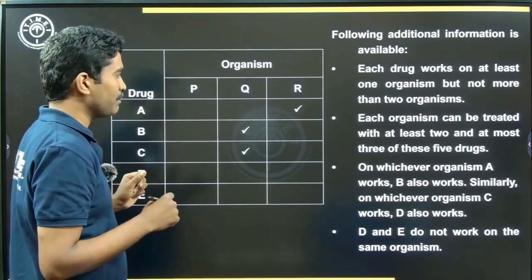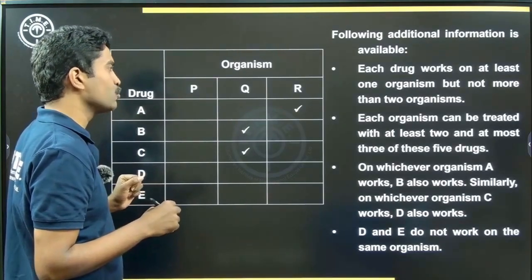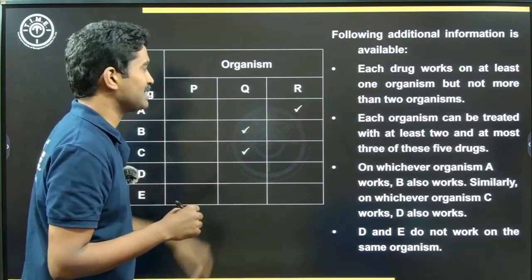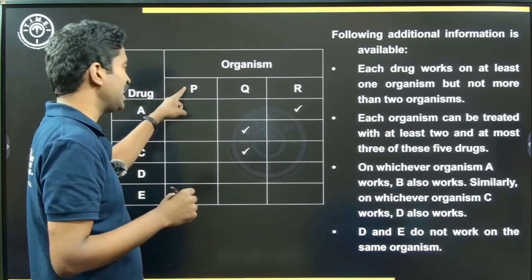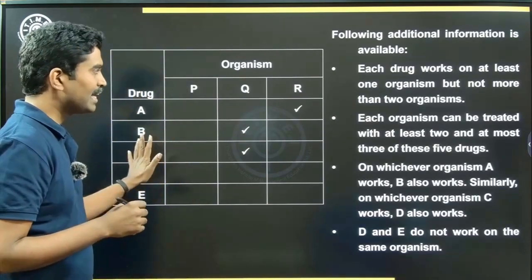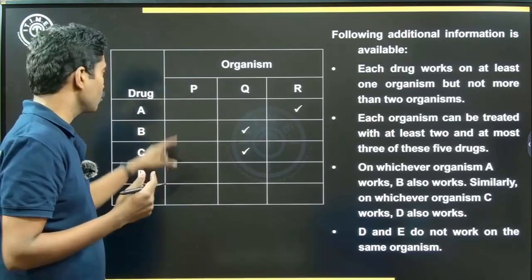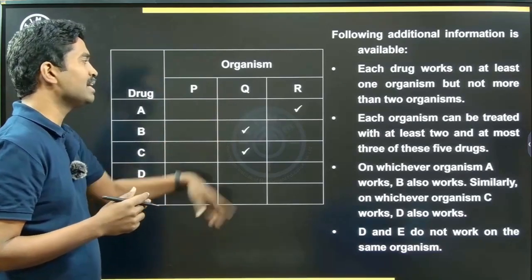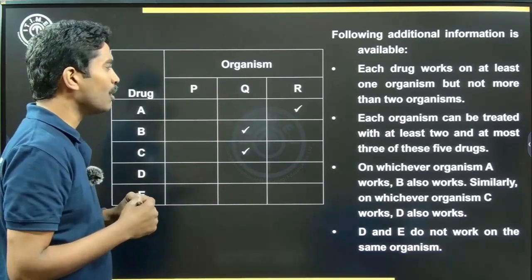Each organism can be treated with at least 2 and at most 3 of these drugs. All right. So if you look at P, it should be treated by at least 2 of these drugs, right? And at most 3 of these drugs. So P will be treated by 2 or 3. Q will be treated by 2 or 3. And R will be treated by 2 or 3.